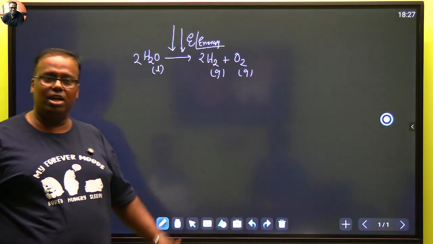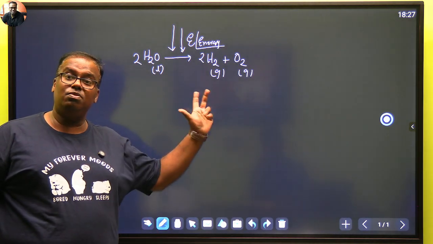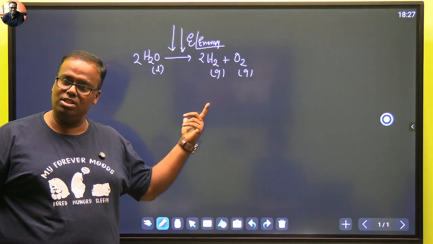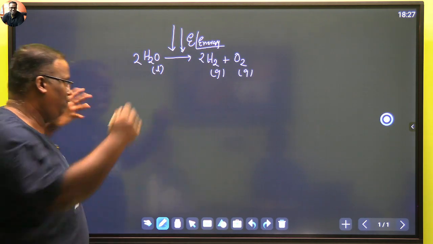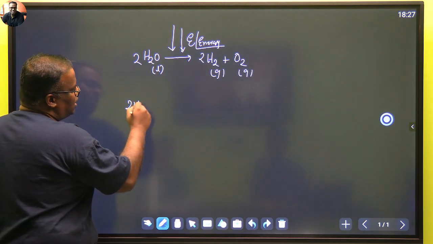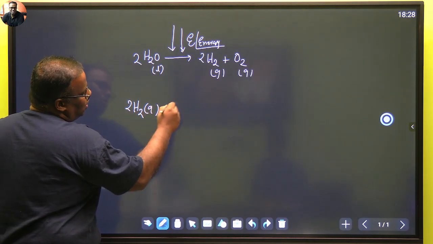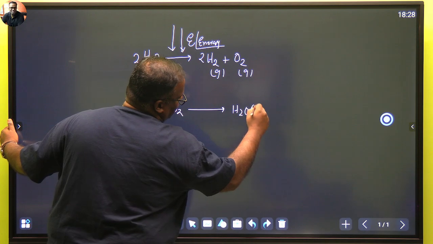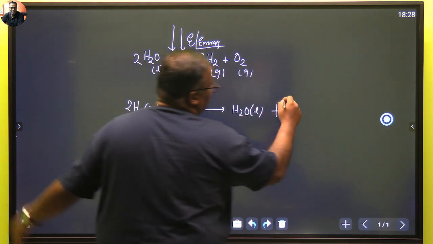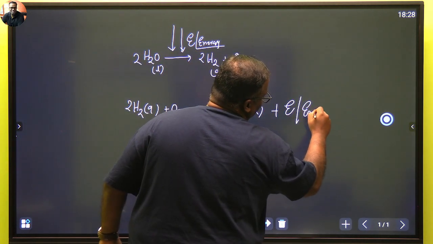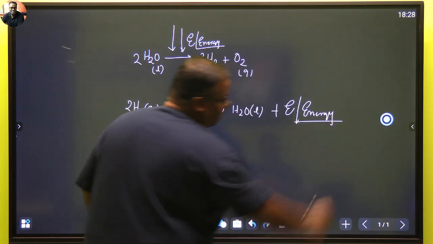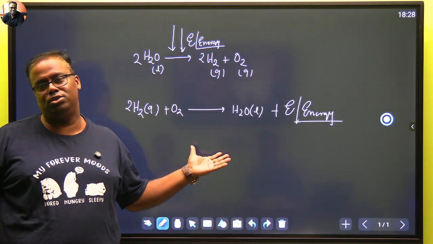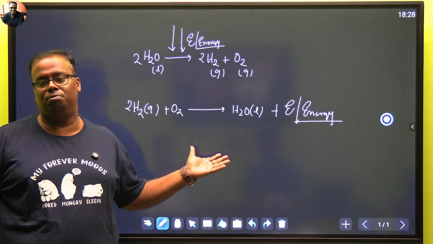So now the query comes: if we can reverse this, then it should be exothermic. If I can formulate a reaction which is 2H2 plus O2 and it gives me H2O as a liquid, then this process should give me a lot of electrical energy as an output. Do you agree or not? This is the guiding principle of hydrogen as a fuel for vehicles.